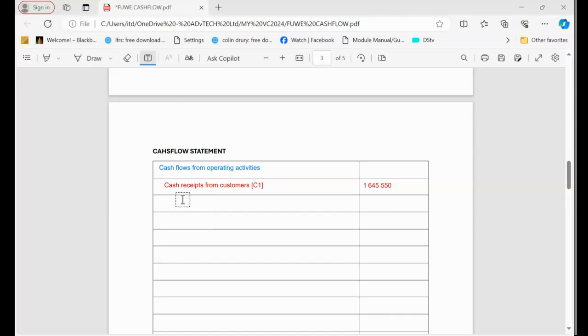We need to go and check the cash from the suppliers. I think it makes sense, but let me write it first so that you can see what I'm talking about. Just wait for a moment. Okay.